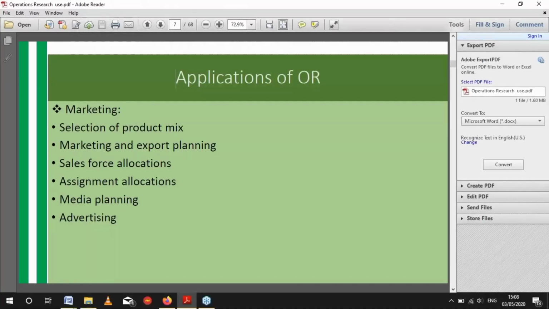And I talked about the dividend policy, investment portfolio management, auditing balance sheet, etc. Then I said claims and complaints procedures and public accounting. Then I also talked about the break-even analysis. Then marketing: selection of product mix, marketing and export planning, sales effort, etc. Then production management. I talked about the facility location, logistics arrangement, layout design, engineering design, etc.